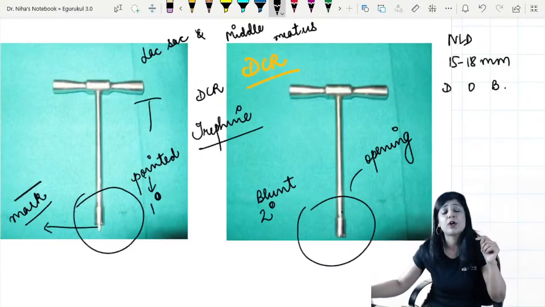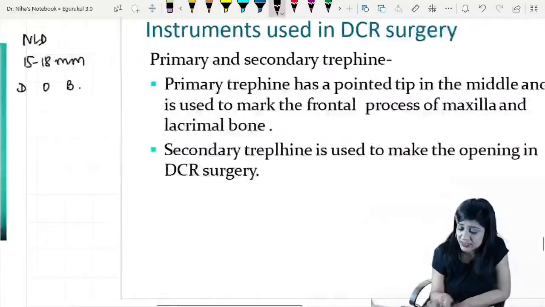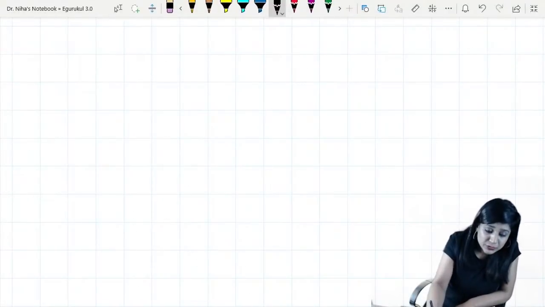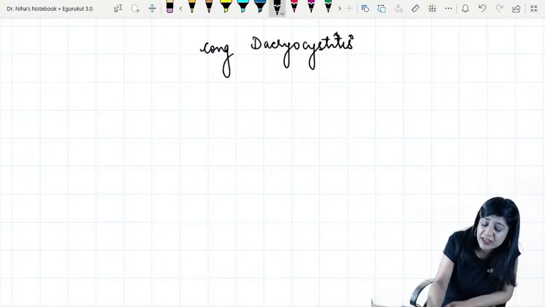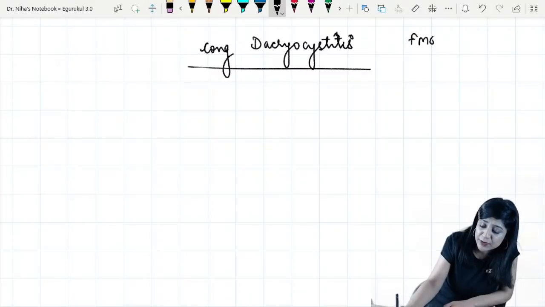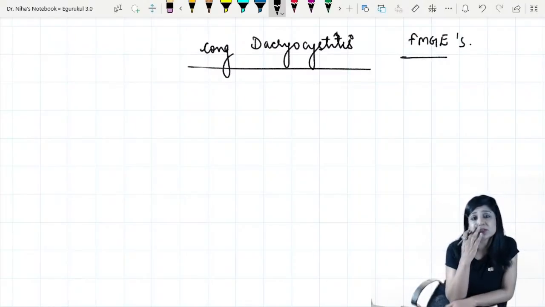Then it depends upon in which direction your questions are going. They can go on the congenital dacryocystitis. So if I talk about the congenital dacryocystitis, this is again very important, especially for the FMG. Every year, they are asking some question on dacryocystitis treatment.